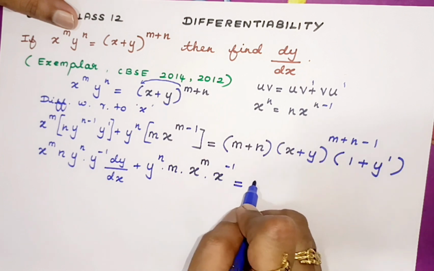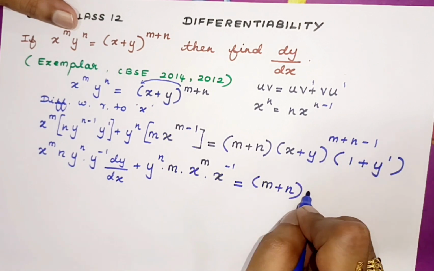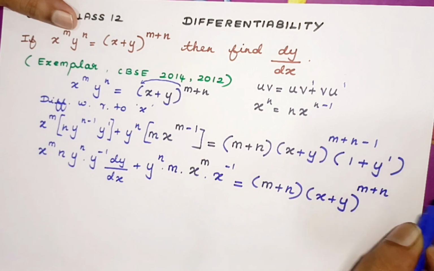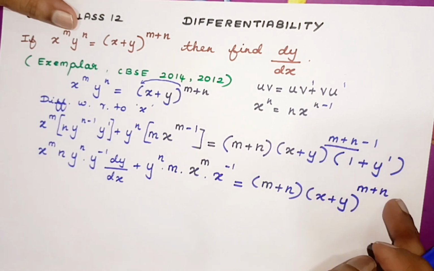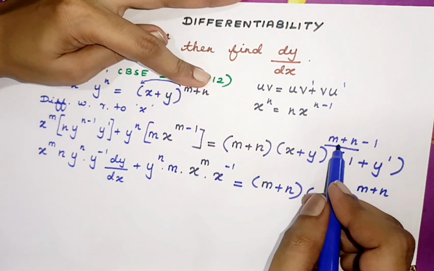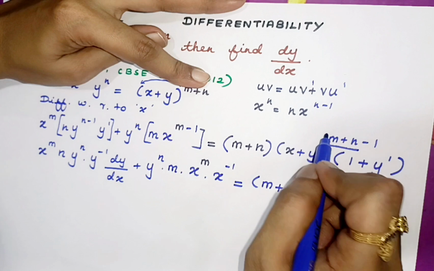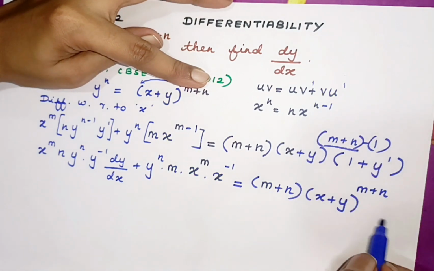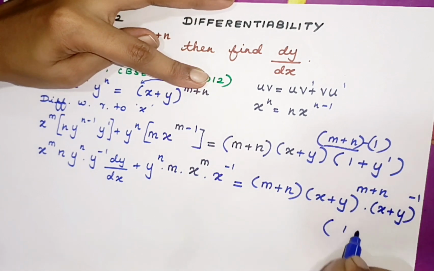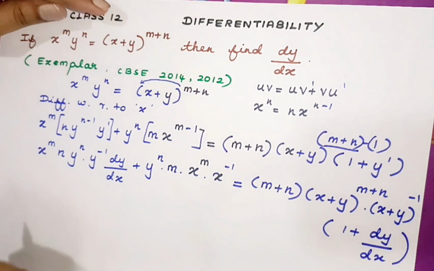That is equal to, we have to keep this m + n constant. Again split up the powers. We will get (x + y)^(m+n). I am going to keep this m + n separately because in the question they have given (x + y)^(m+n). So I am going to keep this m + n as it is, and split up these terms like this, into (x + y)^(-1), into 1 + dy/dx. For y' I am keeping it as dy/dx in order to avoid confusion.